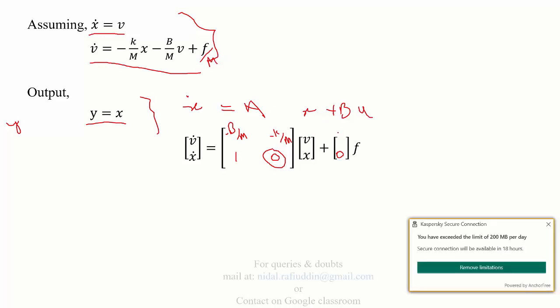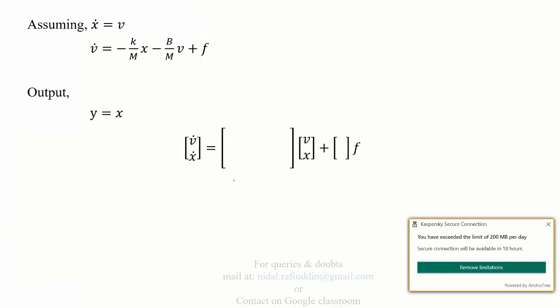So this is the required state equation. Let me write this clearly. Minus b by m, minus k by m, then 1 and 0, with the input f, 1 upon m, 0. So this is the state change in terms of state and the input. Likewise, we have output y equal to x. This will be written as 0 and 1 in this manner.